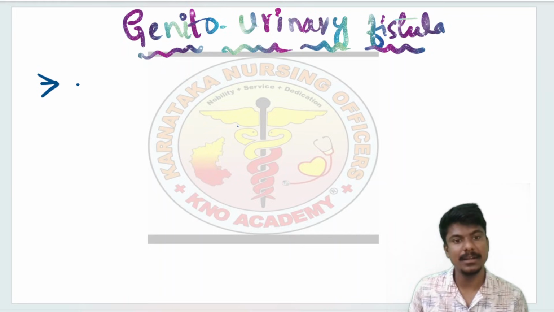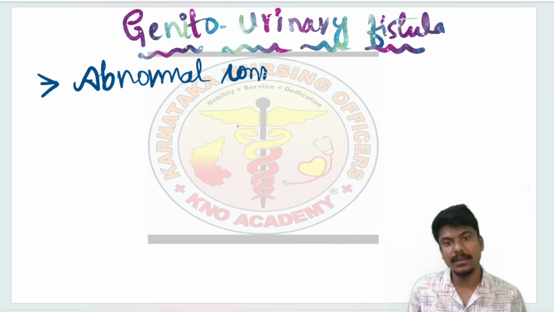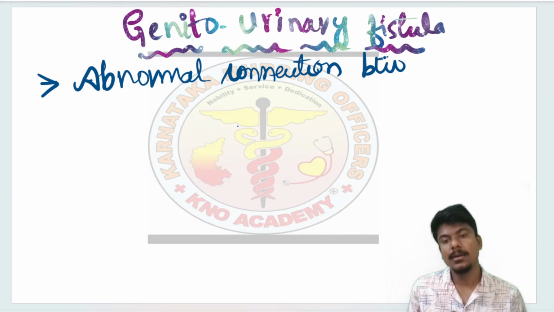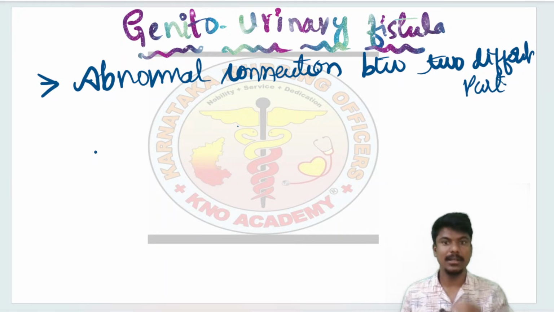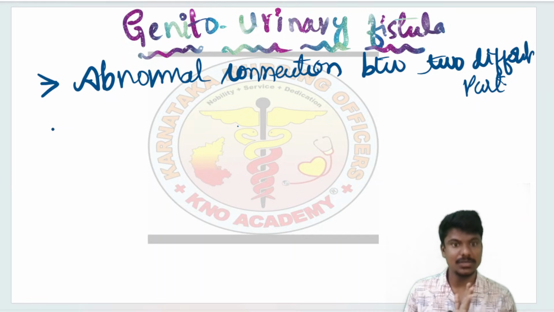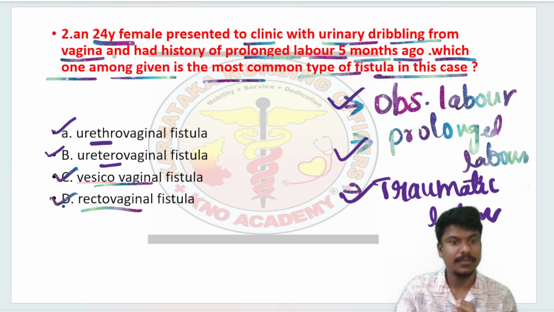Genitourinary fistula is nothing but an abnormal connection between two different organs, two different parts of the body. So mainly, if you see the options, urethro and uretero, here what will happen?